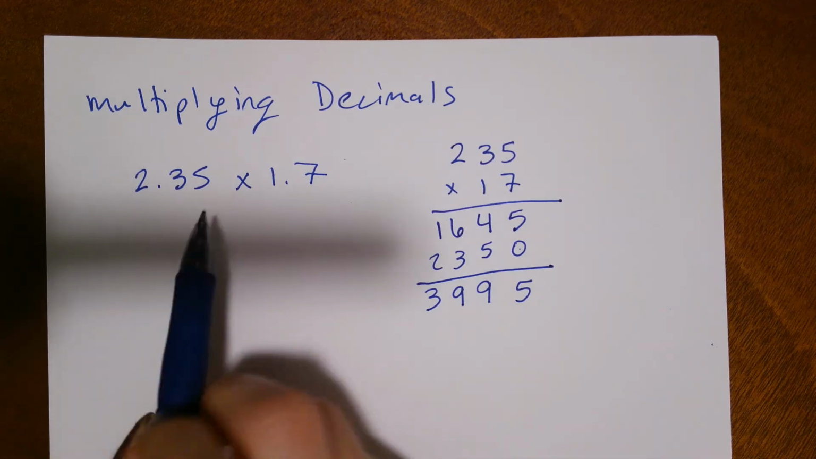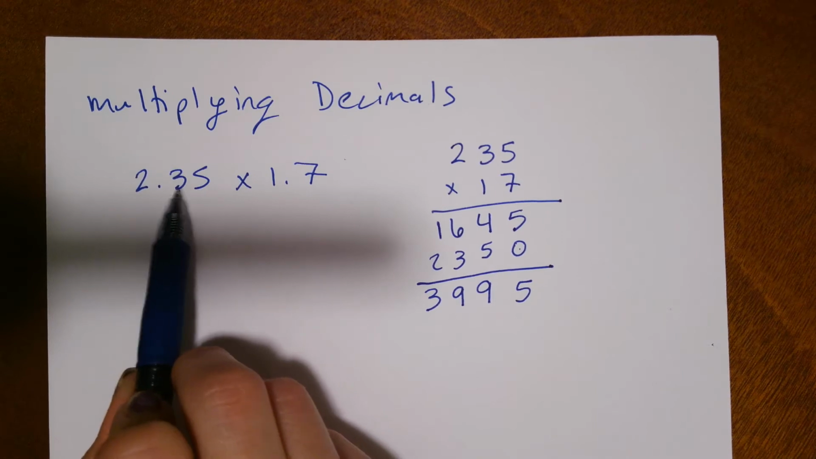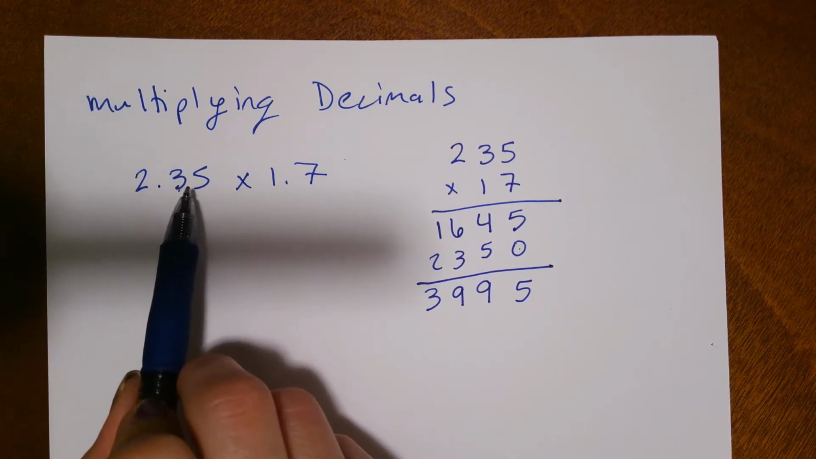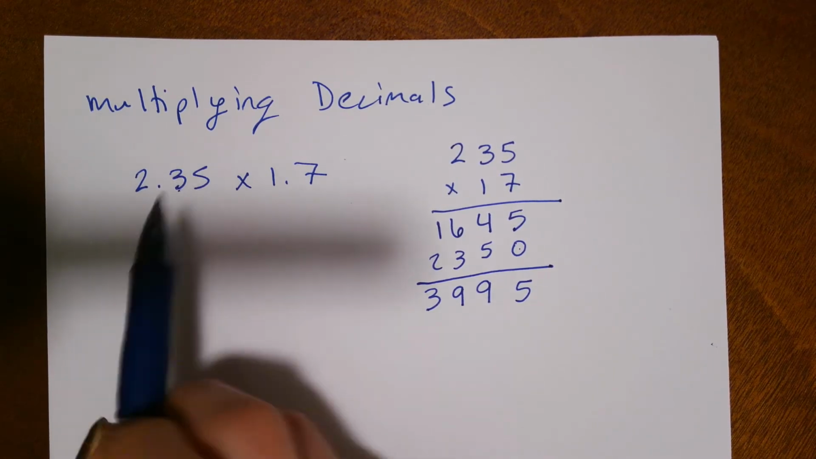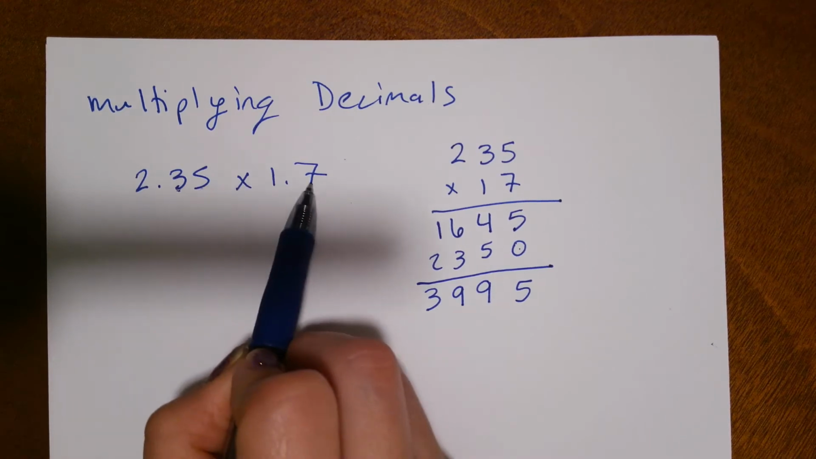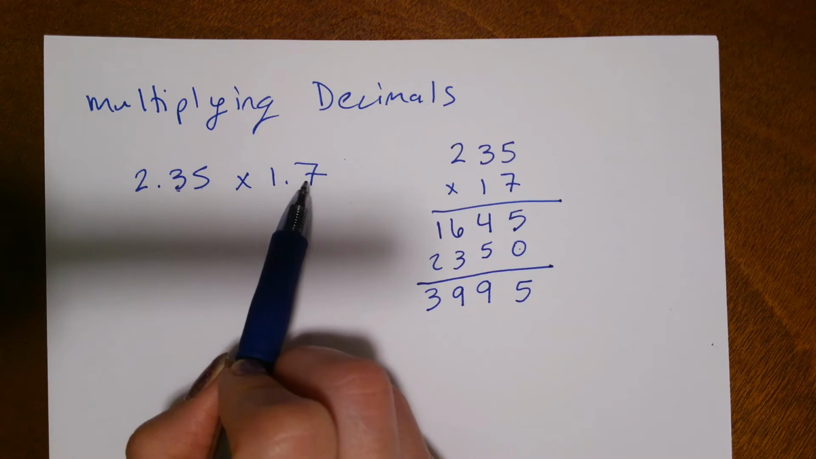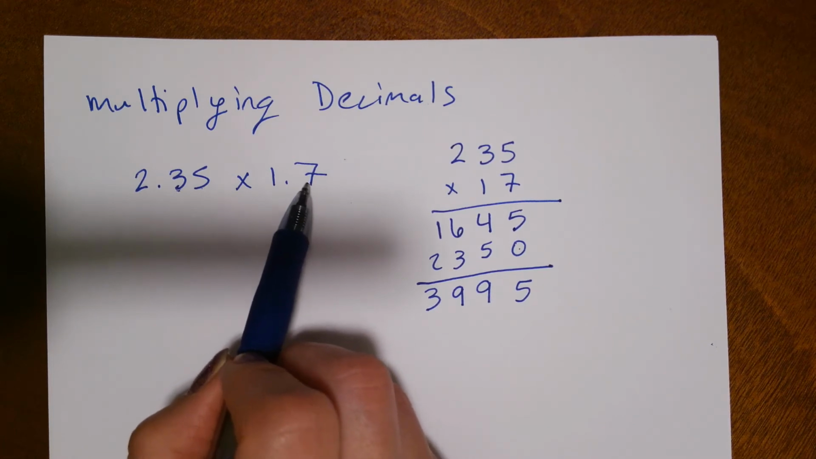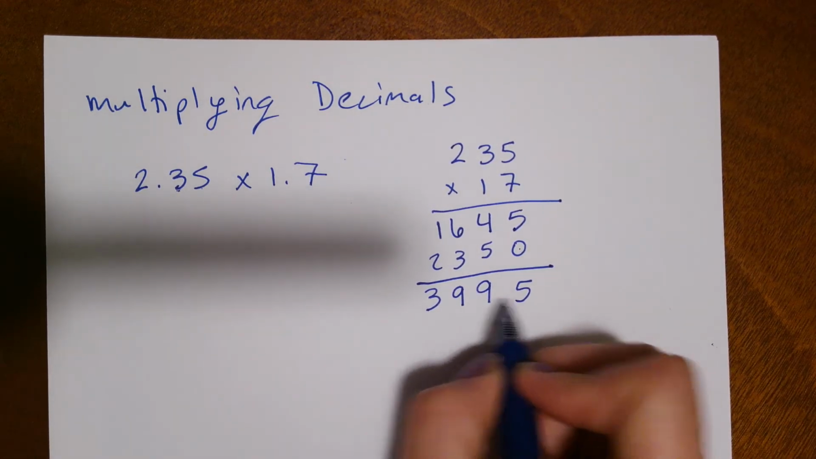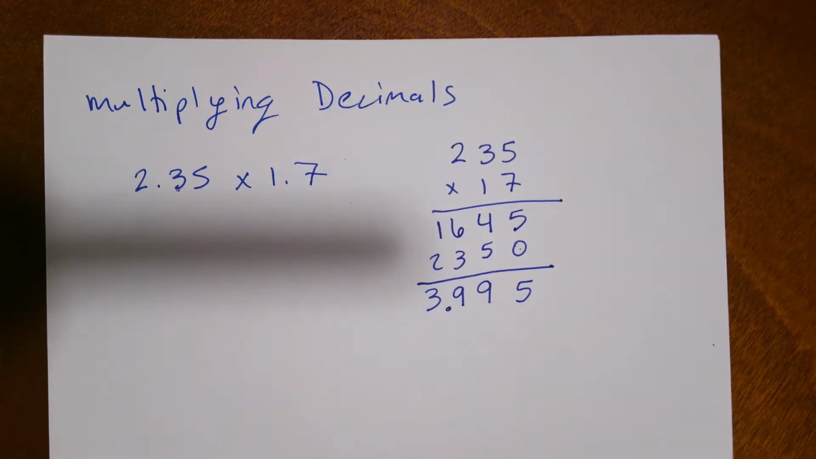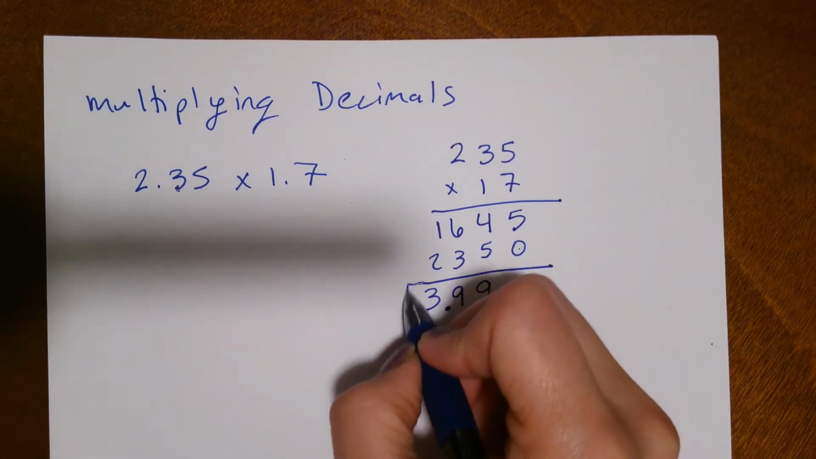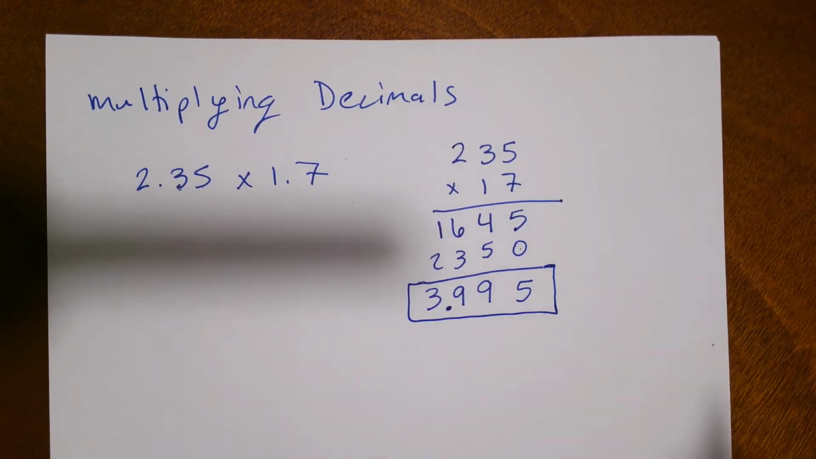So the algorithm then gives us a way to figure out where the decimal point goes. It tells you to go back, just add up the number of numbers to the right of each decimal. So I have 1, 2, 3, and that's how many numbers to the right of the decimal your answer will have. So I should have 3, so 1, 2, 3 should all be behind the decimal, so I have 3.995.